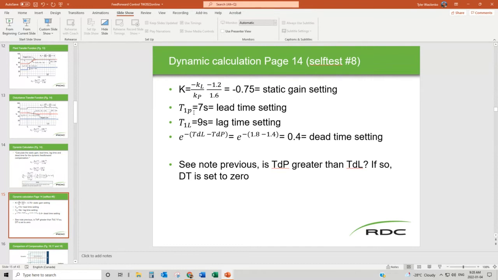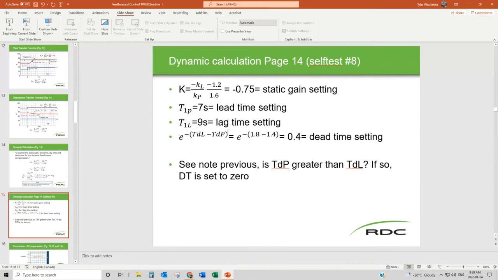The lead time setting is simply the T1P time. This is just a memory thing for you guys: lead time is the process T1 time, and lag time is the disturbance setting. Looking at the Laplace equations here, T1P is 7s, so that's where we get that value. T1L is 9s, that's where we get that value. To find our dead time, we take the dead time value from our load disturbance and subtract our dead time value from our process disturbance.